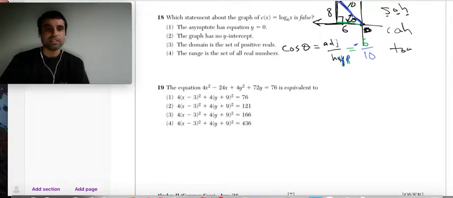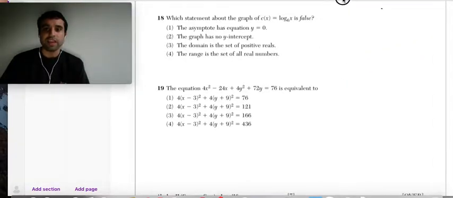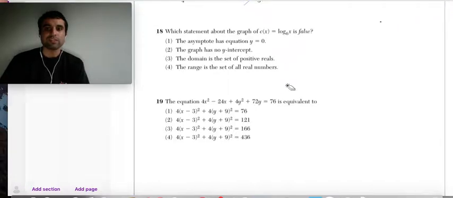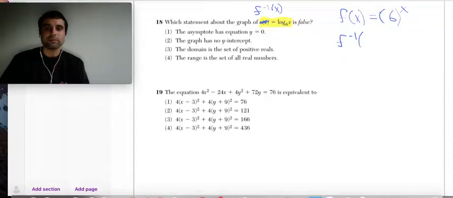So, number 18. Which statement about the graph of c of x equals log base 6 of x is false? What you want to remember is that logs are just the inverse of exponential functions. So if I have a function f of x equals 6 to the x power, its inverse, so I'll just change this right here to f inverse of x instead of c, doesn't make a difference. It's still the same function, log base 6 of x.